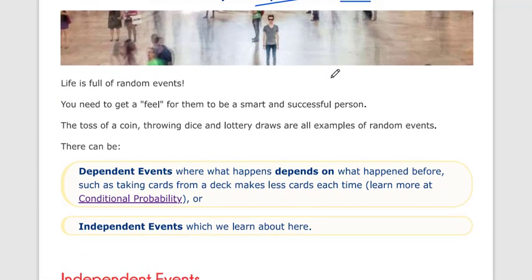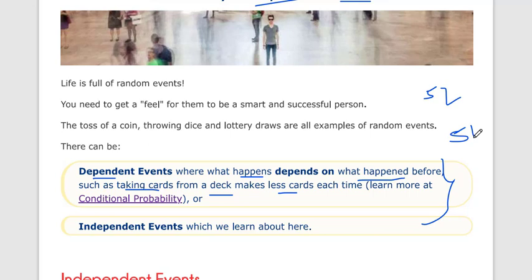The definition we already know, dependent and independent. The word itself says dependent means it depends on others. A dependent event means what happens depends on what happened before, such as taking a card from a deck leaves one less card each time. If we pick up one card from the 52 cards, then if you want to choose a card now, there are fewer cards available to choose from. So the probability will change. It depends on which card was chosen, so it's called dependent.